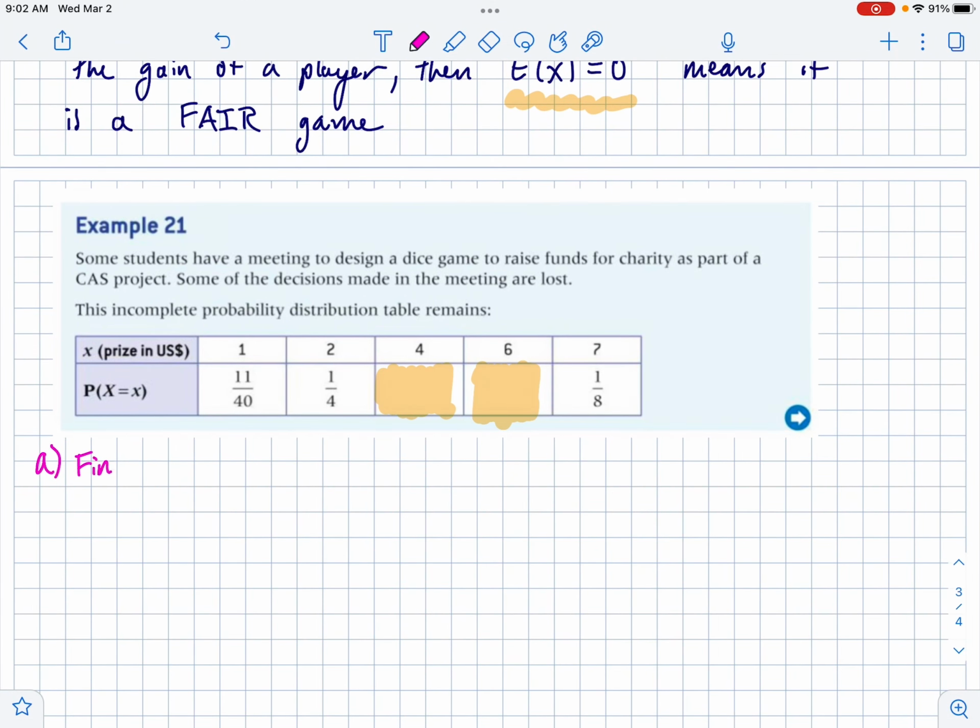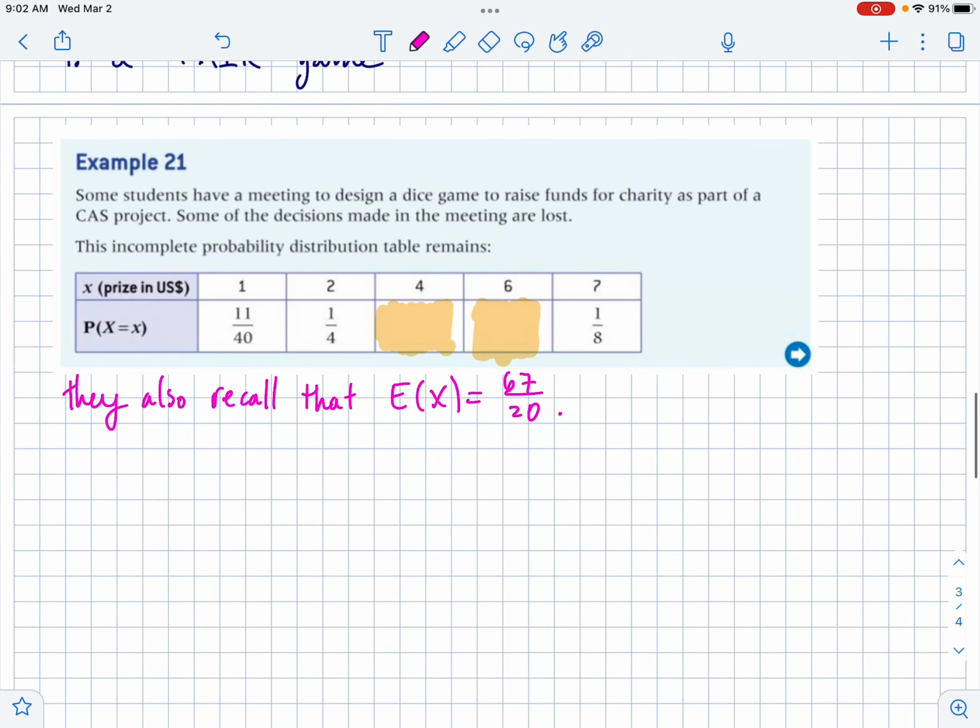So part A. Oh, I cut off part of the problem. We need more information. They also recall that the expected value, which is crazy that they know the expected value, but they do, is 67 out of 20. Now that we know the expected value, we're going to find the missing entries.